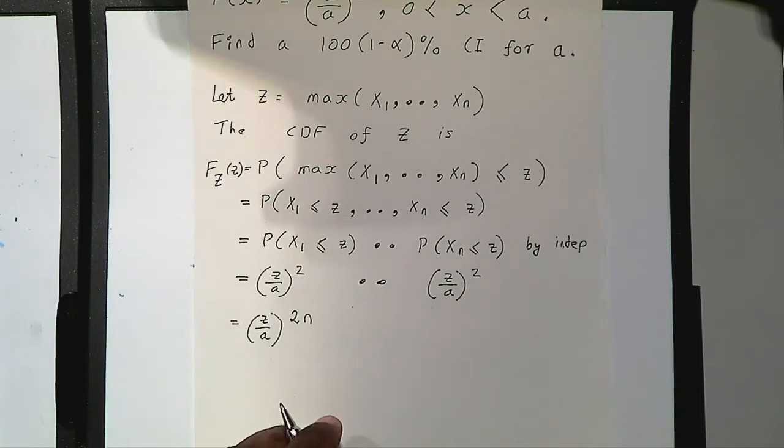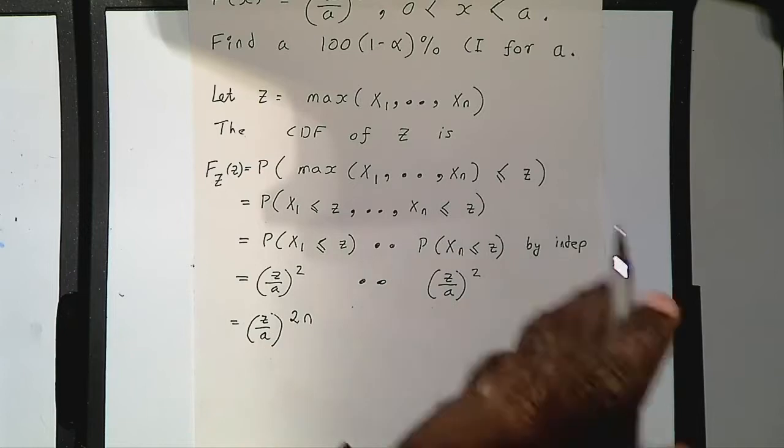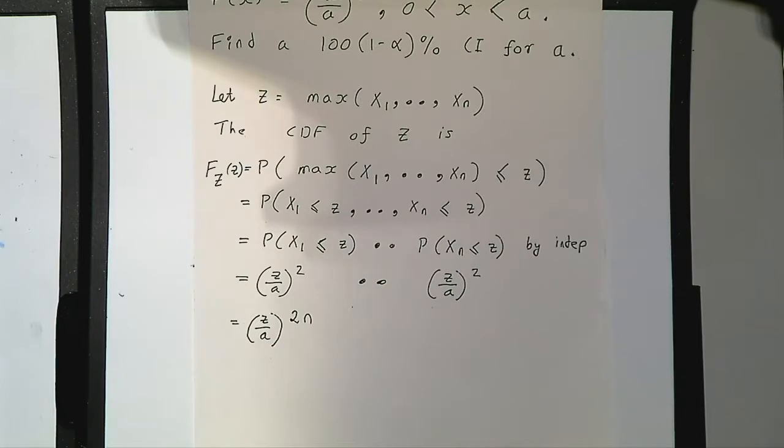Now, if we want the 100 times 1 minus alpha percentile, from the CDF you can work out the points that correspond to the areas alpha by 2 and 1 minus alpha by 2. What I mean is the following. Let me show you what I mean.